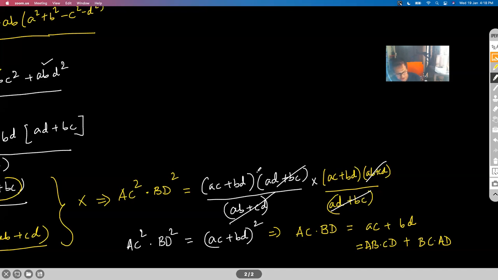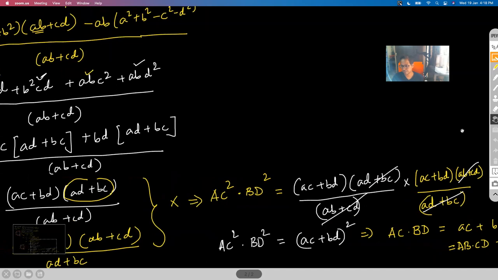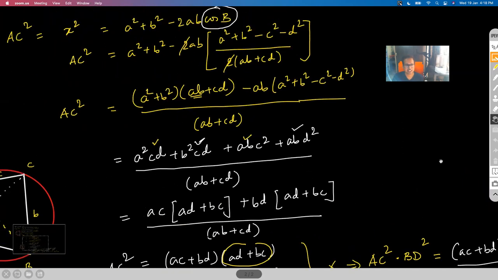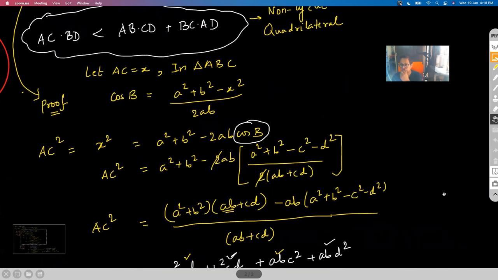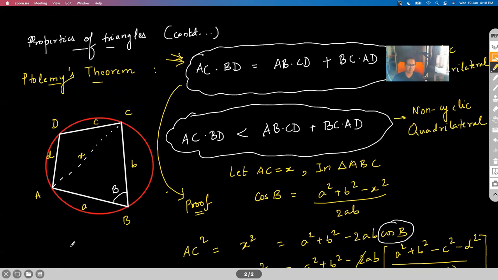So I think with this, we have done a fair bit of our properties of triangles part. Now we are going to start with solution of triangles, which is again an important topic. Few questions have been asked based on the same in your competitive exams. So this was your Ptolemy's theorem, and we are now going towards the next segment of our chapter, which is going to be the last segment, called SOT, solution of triangles.